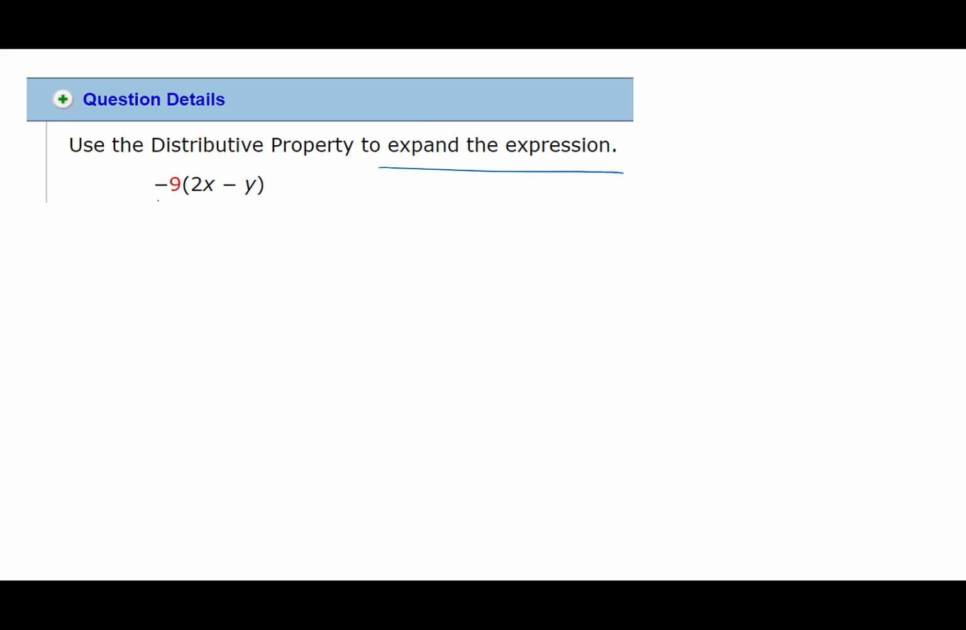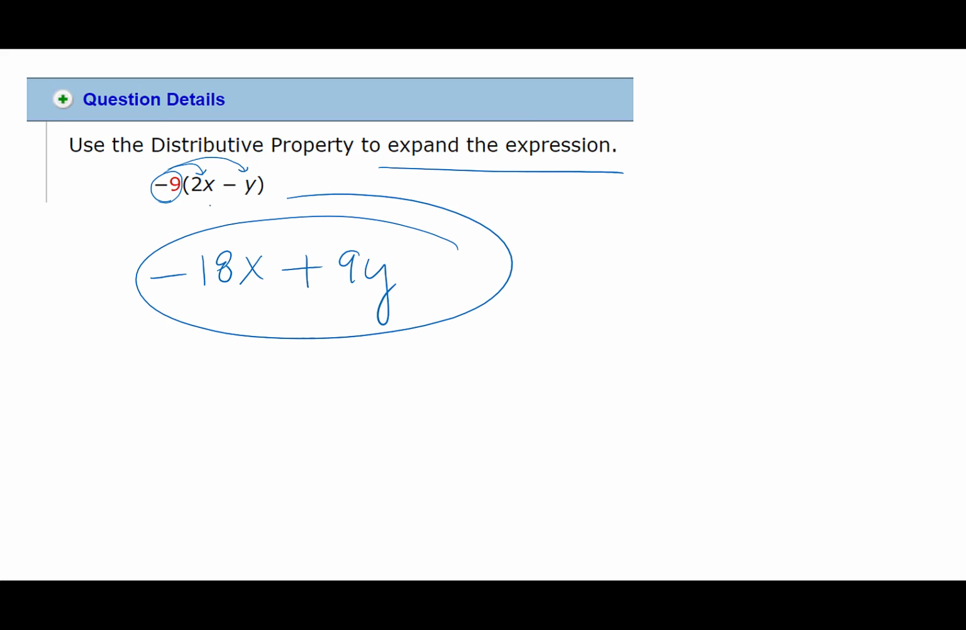It just means to take this outside -9 and multiply it to both terms of the binomial inside the parentheses. And so we're going to do two separate multiplications. -9 times 2x is -18x, and then -9 times -y is a positive 9y, and that's your final answer.